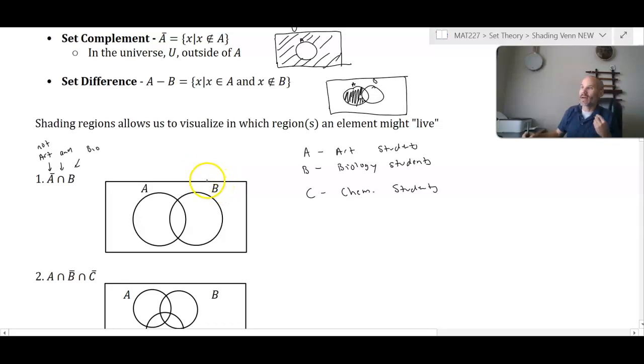Okay, well that means I can't be in art, so I can't be in this circle, and I do have to be in biology, which means I have to be in the B circle, but not in the portion that it overlaps with A. Because the portion that is overlapping between A and B is the set of all students taking both art and biology. So if you read it that way, I am not taking art and I am taking biology. That means I'm somewhere in this set right here. That means that person lives in that set, or that element lives in that set, that region.